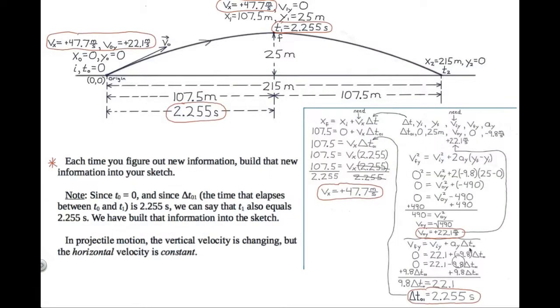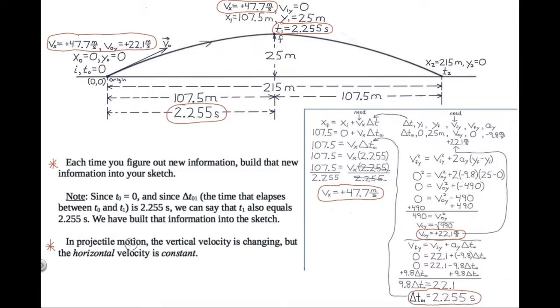Now let's build our results into the sketch. We've determined that the time that elapses between time 0 and time 1 is 2.255 seconds. We can build that information into the sketch here and here. We've determined that v sub x is positive 47.7 meters per second, and v sub 0 y is positive 22.1 meters per second. We can build that information into the sketch here.